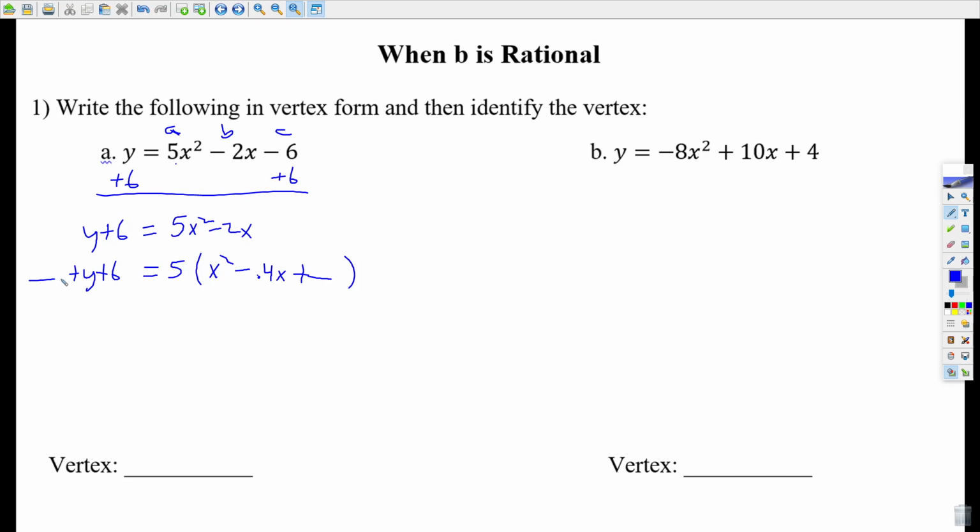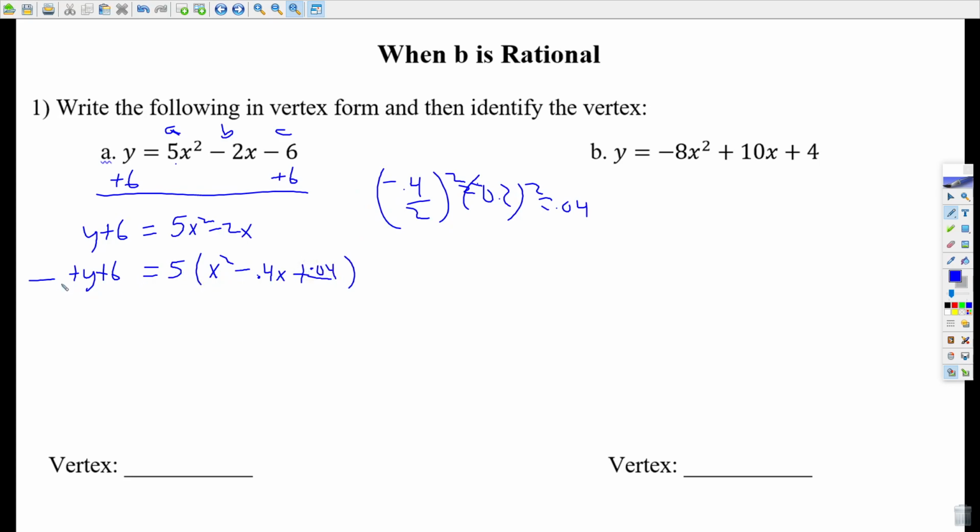Then we're going to go off to the side. And we're going to use the negative 0.4 and do what we normally do. Divide by 2 and square it. So you do 0.4 divided by 2, which is 0.2. And then square it. I guess it's negative. What's 0.2 times 0.2? That'd be 0.04. Alrighty, so we're going to put in 0.04 here.